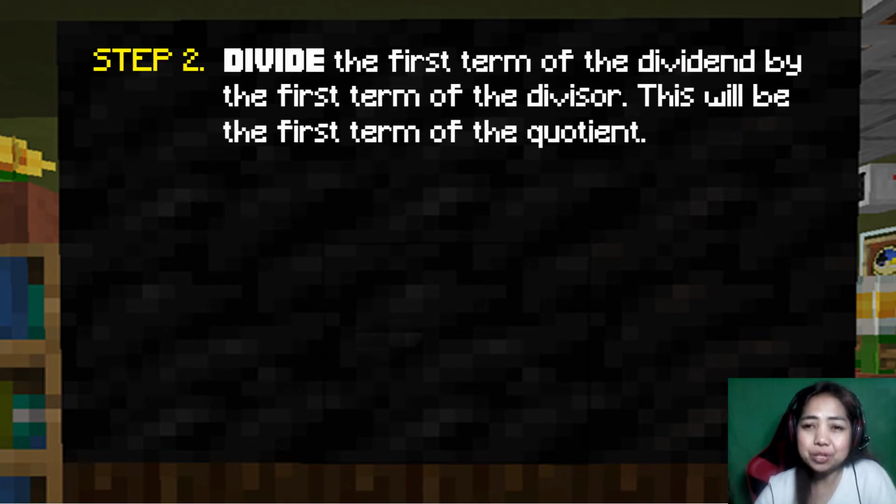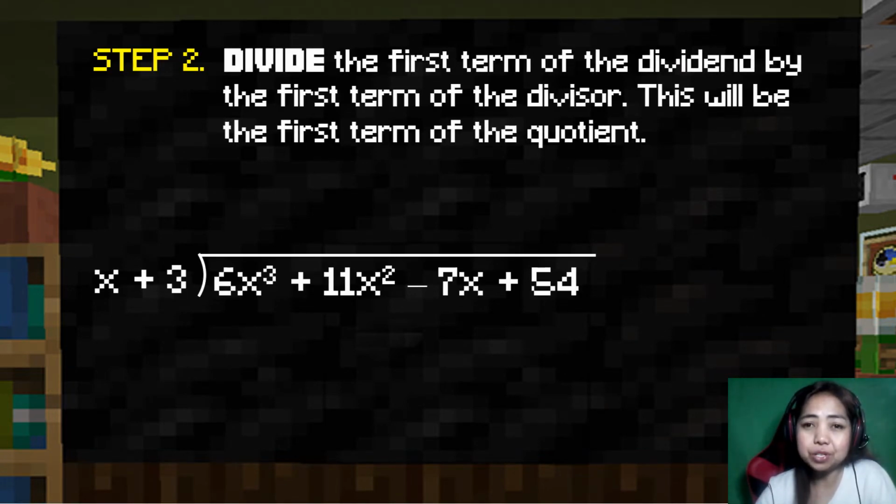Divide the first term of the dividend by the first term of the divisor. This will be the first term of the quotient. So, ganito ibig natin sabihin. Diba, ito yung first term ng ating dividend, at ito naman yung ating first term ng ating divisor. So, ang gagawin natin, divide natin yung 6x cubed divided by yung first term din dito, which is x.